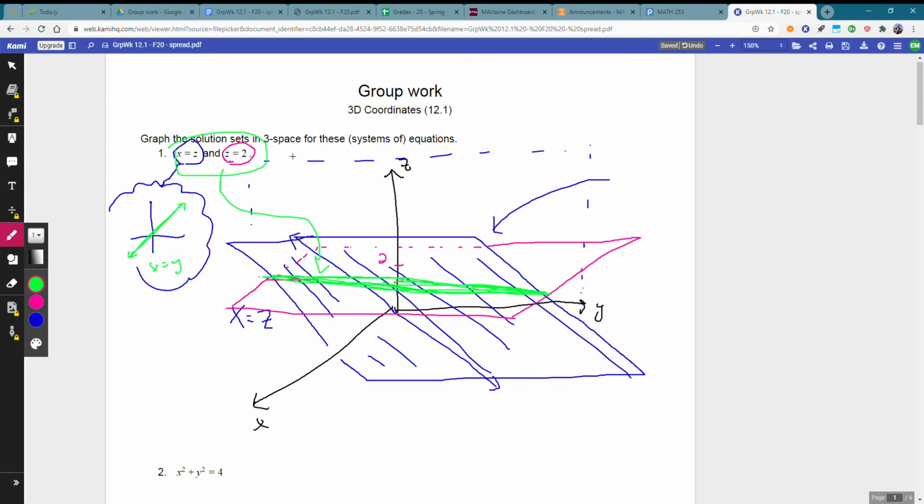One other way to think about this is, if x equals z and z equals 2, then x and z both equal 2, and y can be whatever it wants. So this point here is going to have x coordinate 2 and z coordinate 2, and y can be whatever it wants, stretching in that forward and backwards direction infinitely. We get our line. All right, moving on.